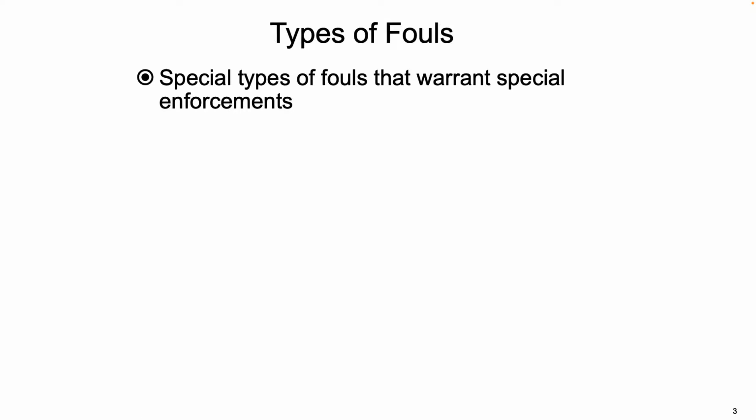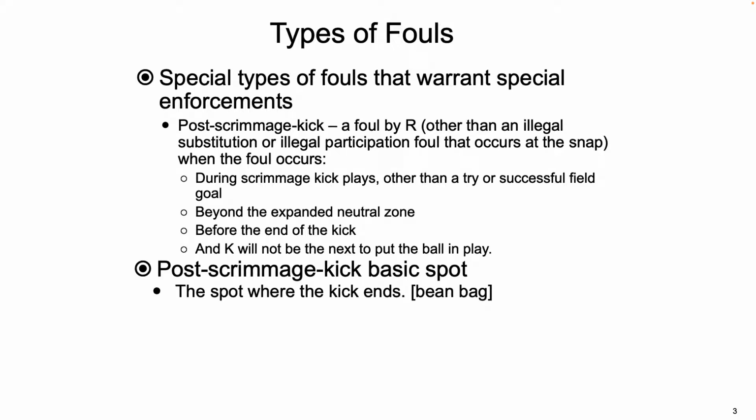Okay, so let's introduce our new foul type. We have a special new foul type called a post-scrimmage kick foul. It's a foul by R, other than an illegal substitution or an illegal participation foul, that occurs at the snap. When this foul occurs during a scrimmage kick play, other than a try or successful field goal, beyond the expanded neutral zone, so it can't be right at the line of scrimmage, it's got to be beyond the expanded neutral zone, before the end of the kick. You have to know the definition of a kick and when it ends. And K will not next put the ball in play, so essentially R is going to be the next to put the ball in play.